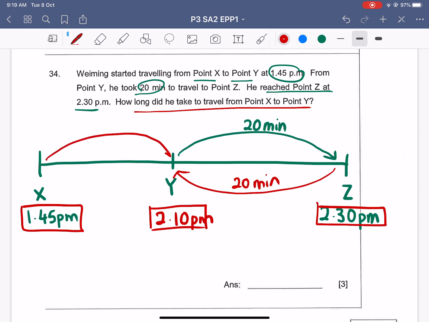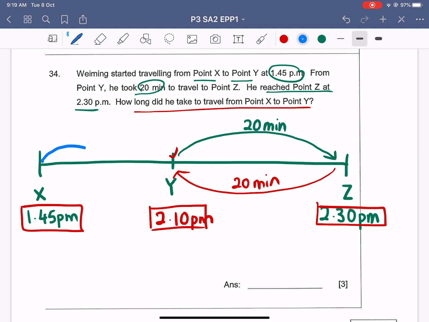This we do not know. I put a question mark here. From 1:45 to 2:10, how long is that? I do not know. Okay, but we know that we have learned that in our daily work. We know how to skip the time in order to find the time. So same, I'm going to use a different color.